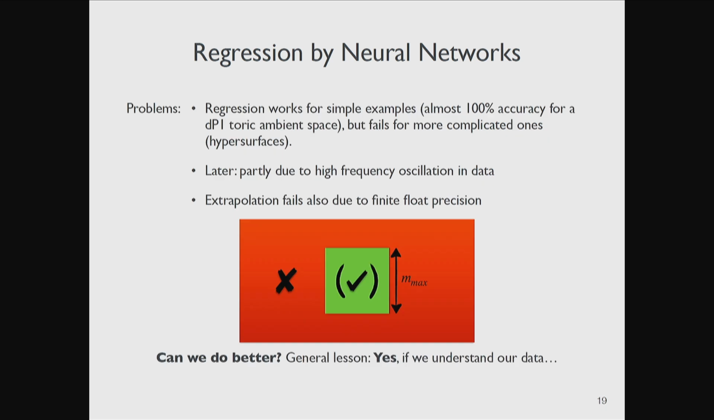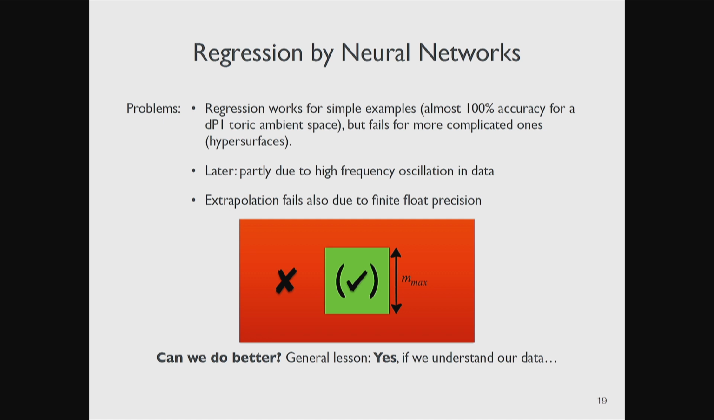Okay, so let me summarize the problems of this approach. It worked for simple examples, for example this Del Pezzo surface or other toric varieties; it worked quite well, even with this naive approach, and we don't need to put in much work there. But for a hypersurface, where we actually have to go through this causal sequence, it fails. It doesn't fail badly, but it fails in a way. We'll see later that it's partly due to some high-frequency oscillation in the data, which is not easy to fit.